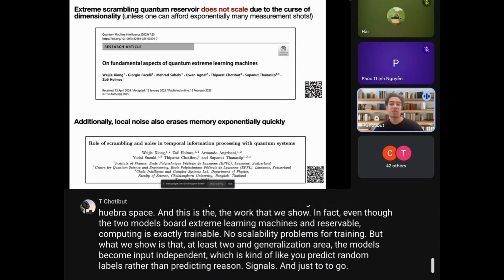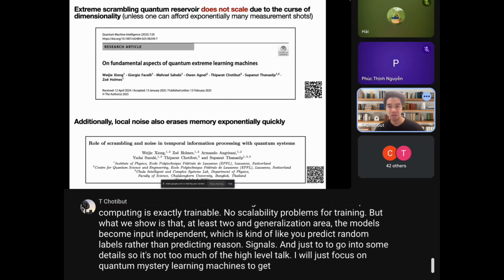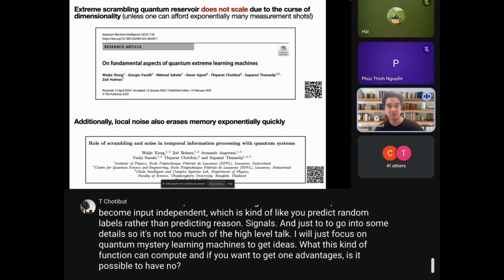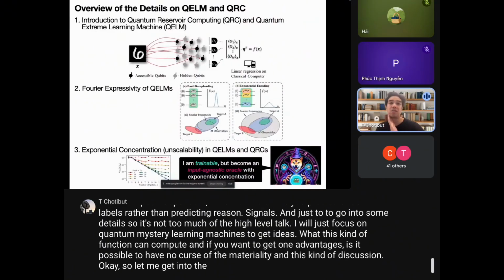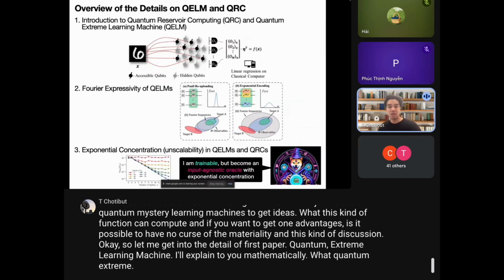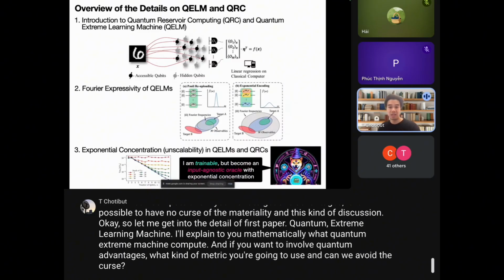And just to go into some detail, so it's not too much high-level talk, I will focus on quantum extreme learning machines to get some idea of what kind of function they can compute, and if you want to get quantum advantages, whether it is possible to have no curse of dimensionality. Okay, so let me get into the detail of the first paper. I will explain mathematically what a quantum extreme learning machine computes, and if you want to aim for quantum advantages, what kind of metric we're going to use, and whether we can avoid the curse of dimensionality.